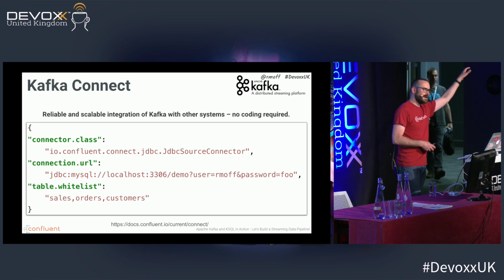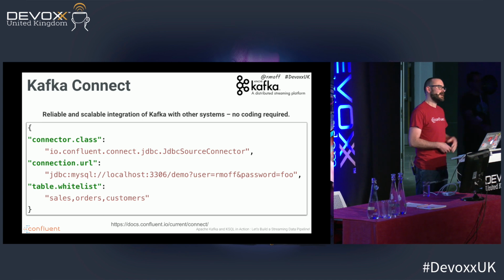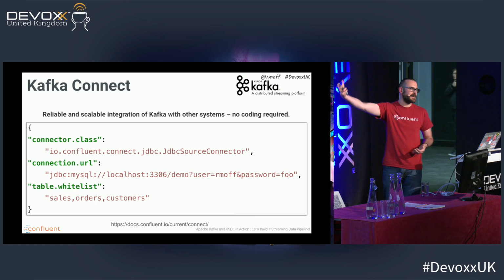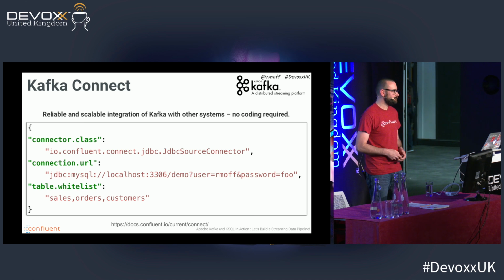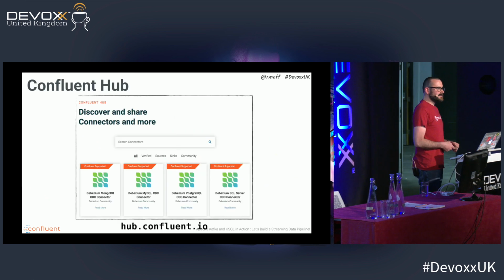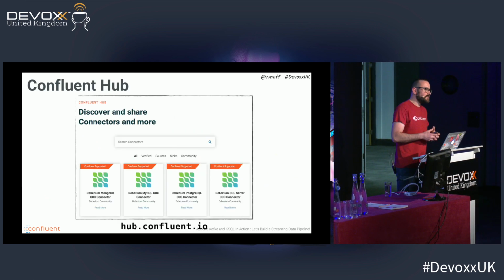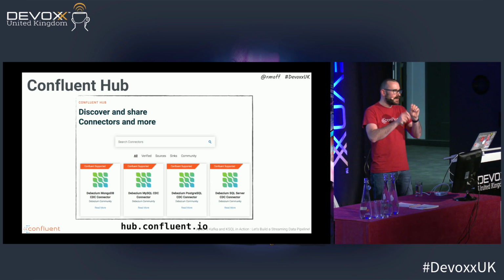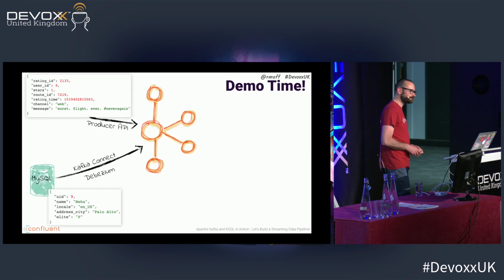Here's the source, URL or whatever, and I want this data from it. And it will stream it into a topic. Or you say, I've got this topic here, and I want to stream it down to this place over there, and off it goes. You can get different connectors from Confluent Hub. Confluent Platform ships with a bunch of different connectors. There are other ones that you can get. So go and work out which technology you want, type it in, and find the appropriate connector that you want.